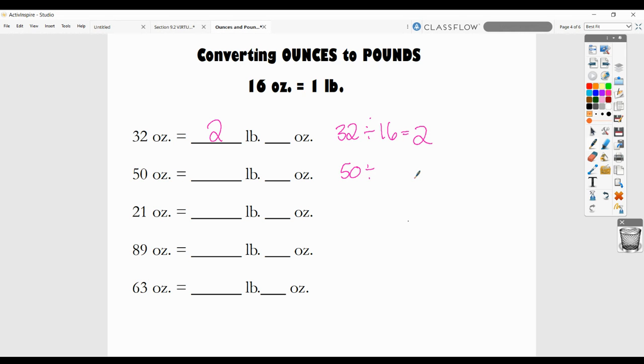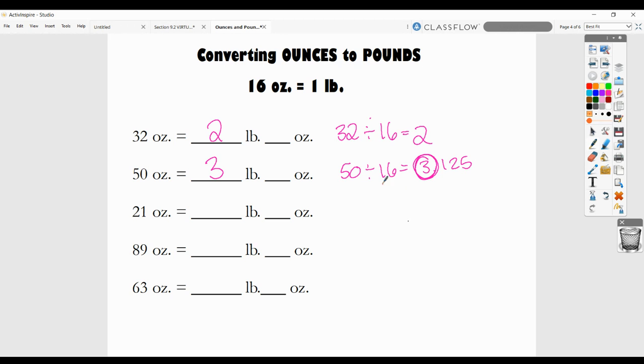We need to write it in terms of pounds and little extra ounces. When you do 50 divided by 16, this is the decimal that you get. And you're not going to use this as your answer, but here's how you do it. You take the whole number, the one that's before the decimal place, and that's what goes in for pounds.